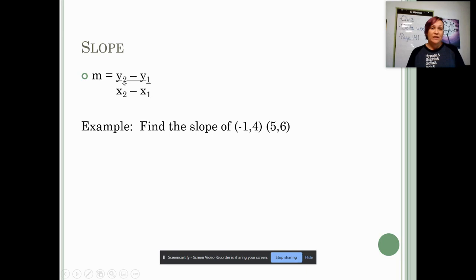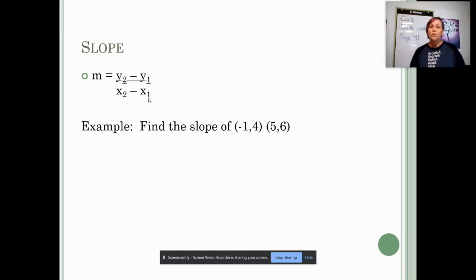Also notice that the y2 is first and the x2 is first, and that the y1 is second and the x1 is second. Having those lined up, stacked on top of each other is really, really important. And it is also important that your y's are on top and the x's are on the bottom, since it's rise over run.